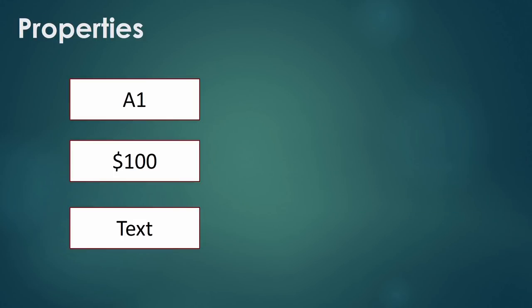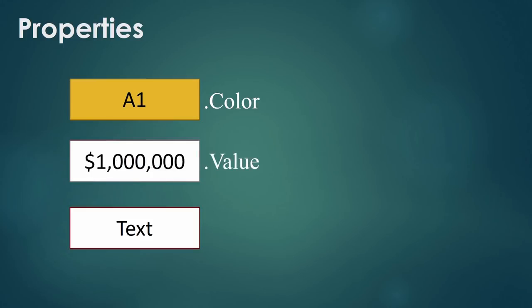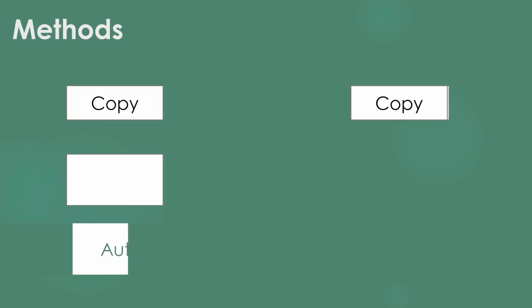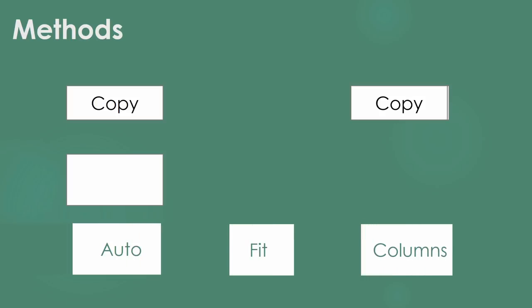Properties are the way that we describe certain objects. If we have cell A1, maybe you want it to be a specific color, maybe you want a dollar amount to show up in a specific format, or maybe you want your text to show up with a particular look. These are descriptions about the way that any object is going to look. You can think of these as adjectives. And then the third kind of terminology we'll talk about is methods. Methods do something. You can think of these like verbs.